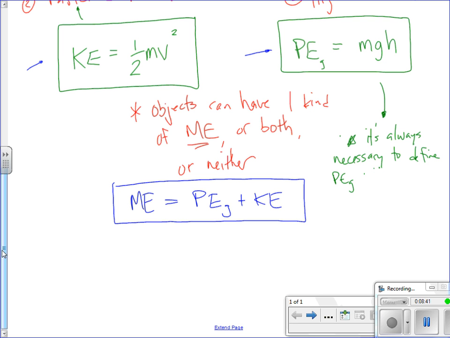In comparison to some place, because when we say h is height, well, you know, how high up is this tennis ball that I'm holding in my hand? Well, it depends. Are we talking about above the floor, or above the Earth's surface, or above this tabletop? So we have to define PE in comparison to some height that we call 0.